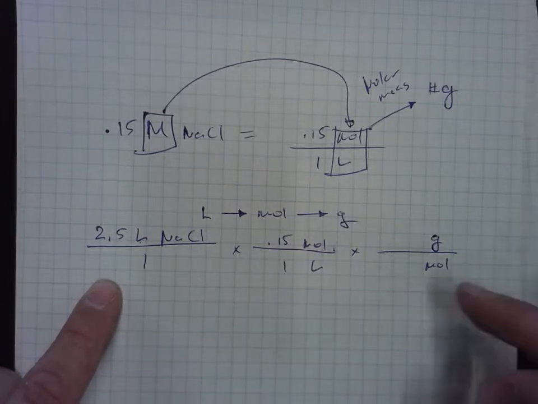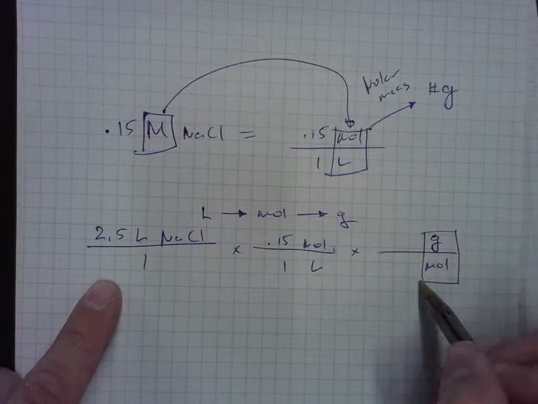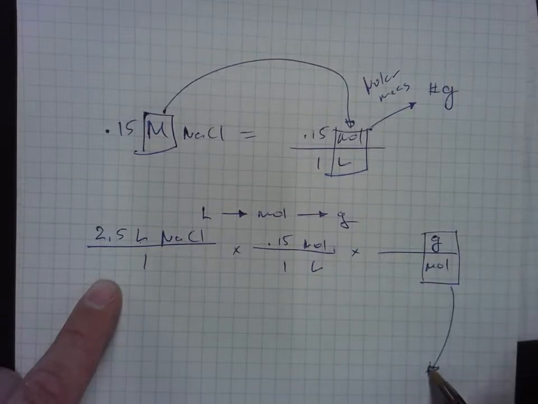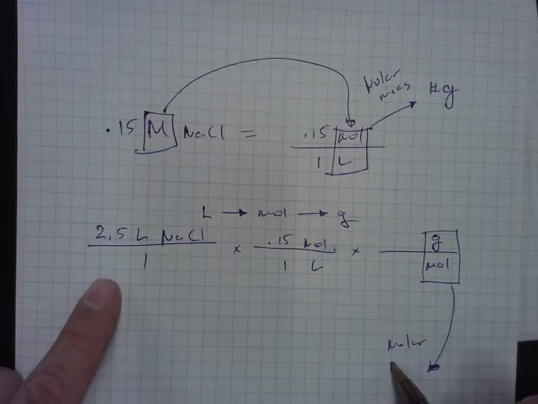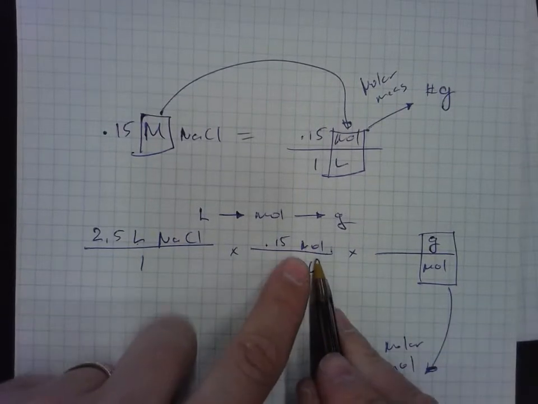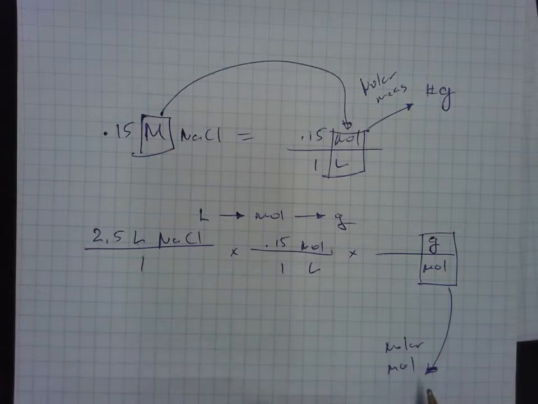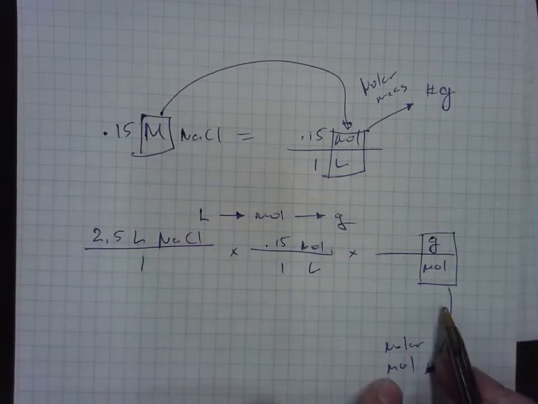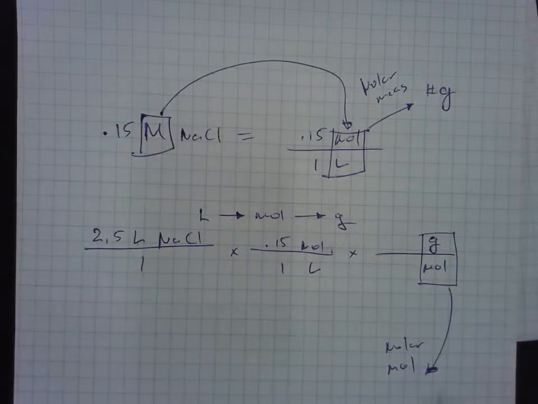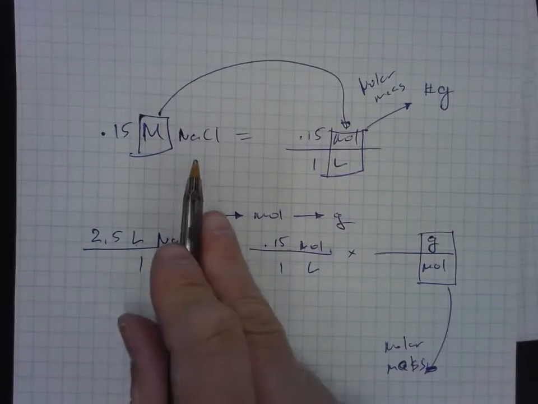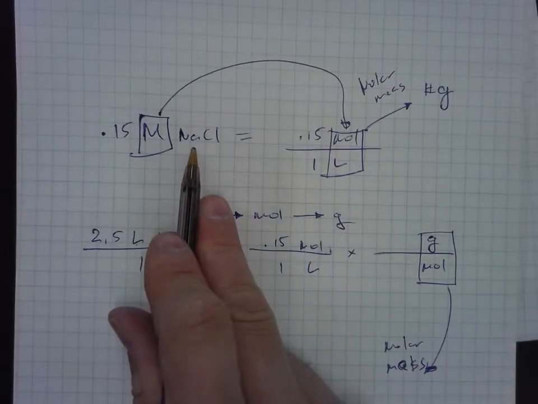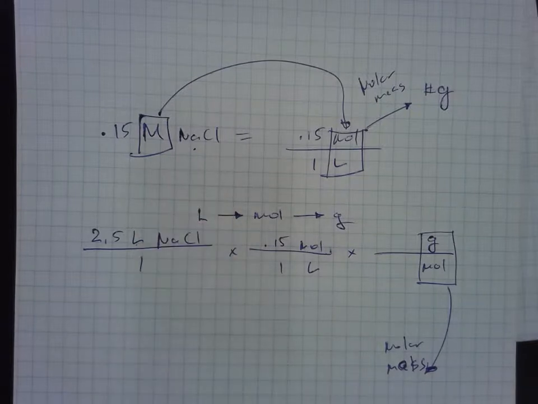Now, grams per mole, what is grams per mole? Let's look at this unit. It's called molar mass. It's got a special name, just like this has a special name, molarity. This also has a special name, grams per mole. It's called molar mass. And what molar mass are we using? We're using the molar mass of NaCl.